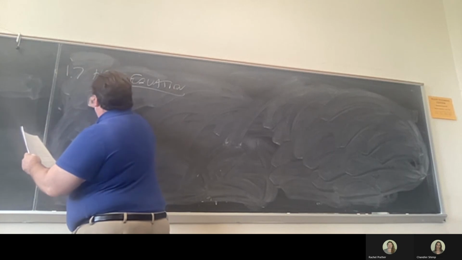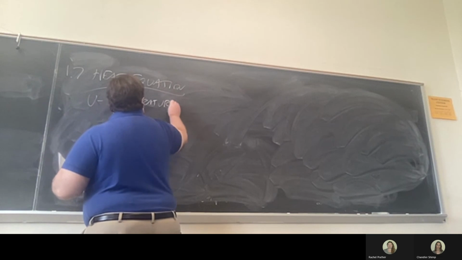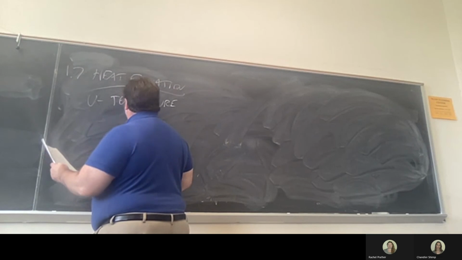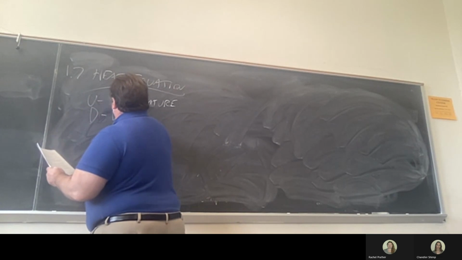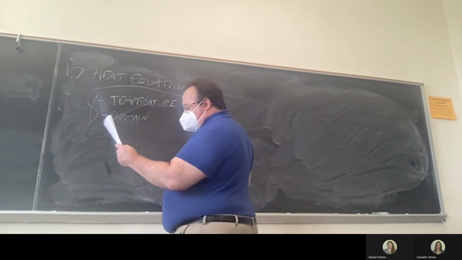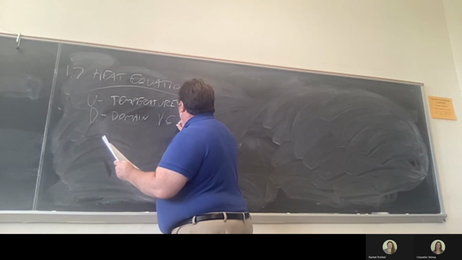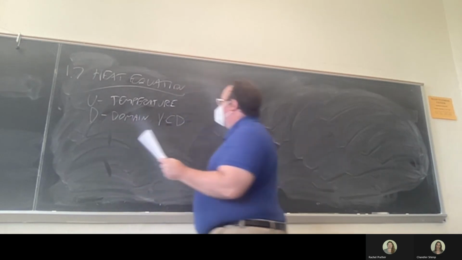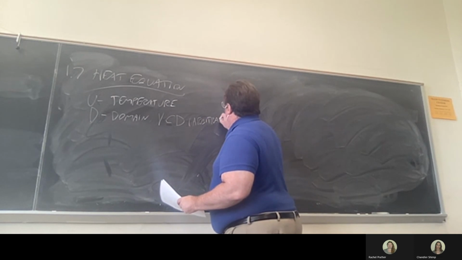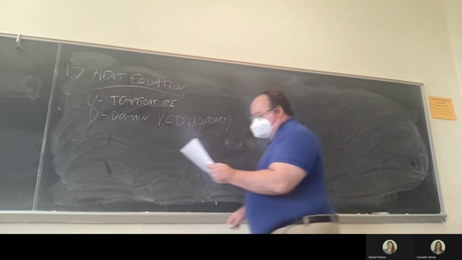What we have is U represents temperature, and D I'll refer to as our domain, and we'll assume that V is some arbitrary subset of D.